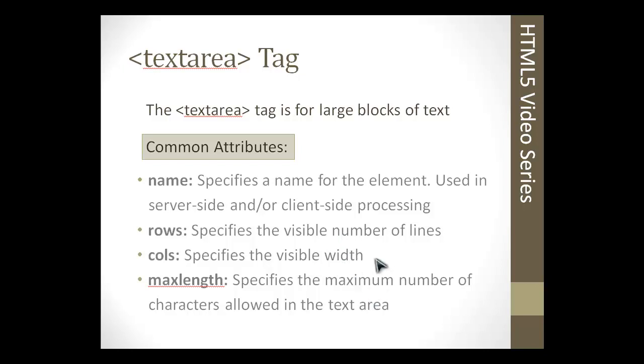so it would be the number of vertical columns. Now we have the maxlength attribute, which would specify the maximum number of characters allowed in the text area. This is just like the max attribute for the input tag that we just talked about. So those are the basic attributes for the text area tag.